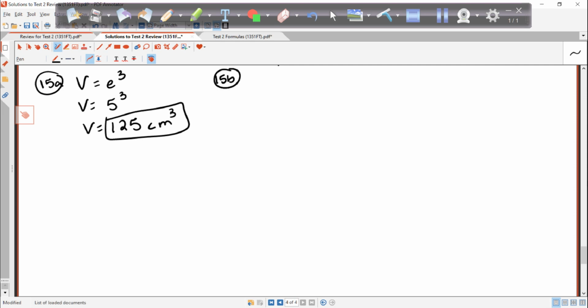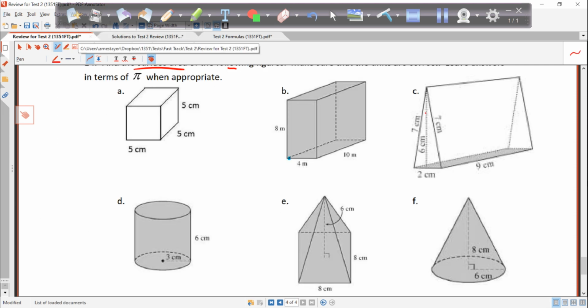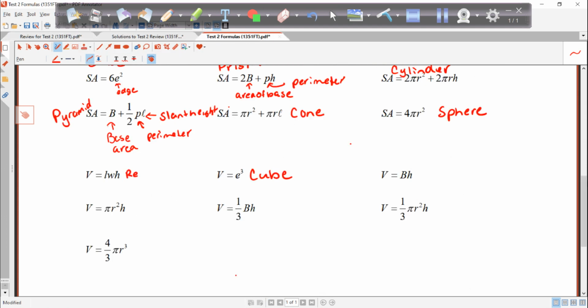Part B. There's 2 ways to do part B. One is that it's a rectangular prism, and so we have a formula for that. It's length times width times height. Just think if you're trying to find the volume of a box, that's probably what you use. You also could use B times H, and that's just for a prism in general. The area of the base of a rectangle would be length times width, so that's where that comes from.